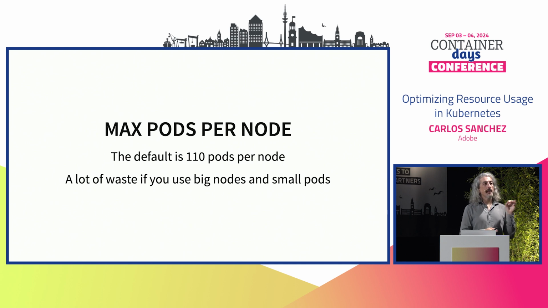The default is 110 pods per node. If you have big nodes and small pods, this is a lot of waste. So we increased this to 200 something, and we reduced the cluster size quite a while. And that's something that's fairly easy to do. I mean, you're going to have some other concerns about the networking because each node needs to have enough IPs for all the pods and so on. But that's another thing that you can do.